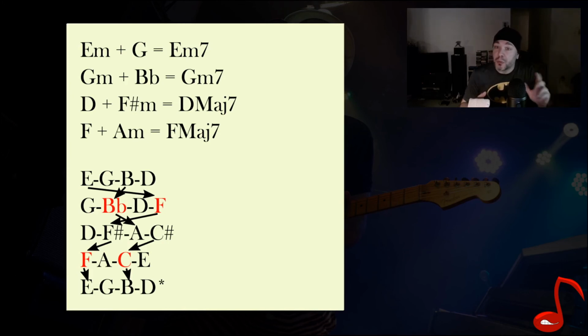Same thing with G minor, B flat gives a G minor 7. D with the F sharp minor gives you a D major 7. And finally, the F with the A minor gives you an F major 7. So that's exactly what I did there. You can see in the little diagram right there, the red notes are the notes that are not in E dorian, and each of these notes is a chromatic passing tone.